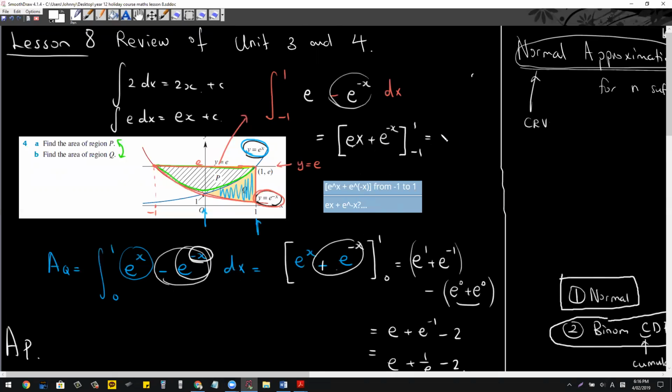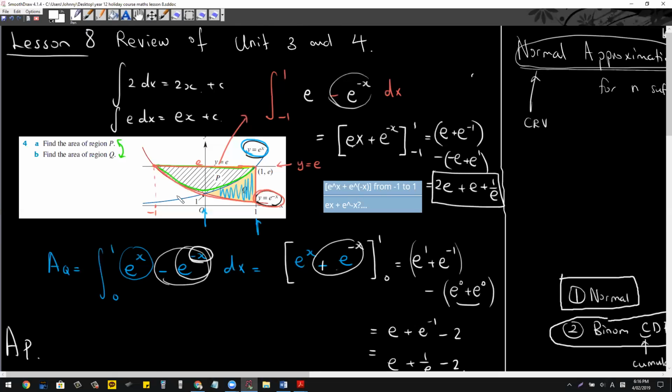So that's what you get, and you plug in 1 and negative 1. So if we do that, that's e plus e to the negative 1, minus, plug in negative 1 there, you get negative e, and then plug in negative 1 there, you get plus e to the power 1. And this one is 2e, because this is a plus e there, right? And then this one is plus e plus 1 over e. So that's the area over here.